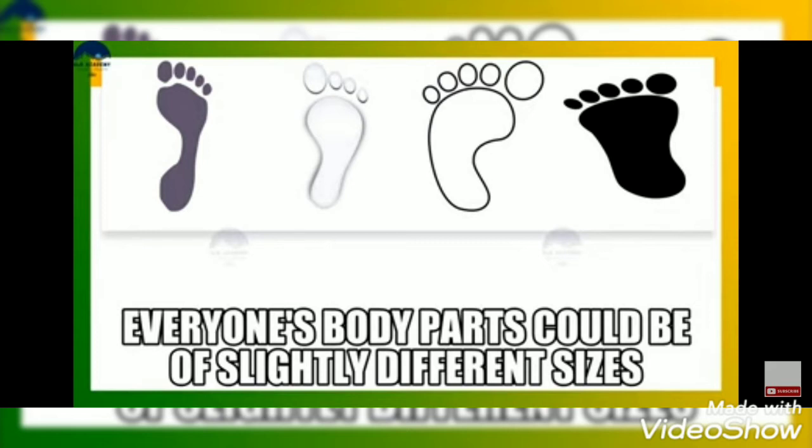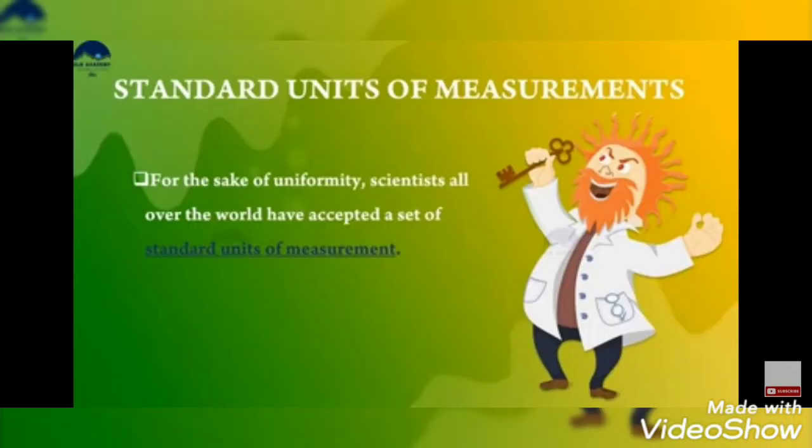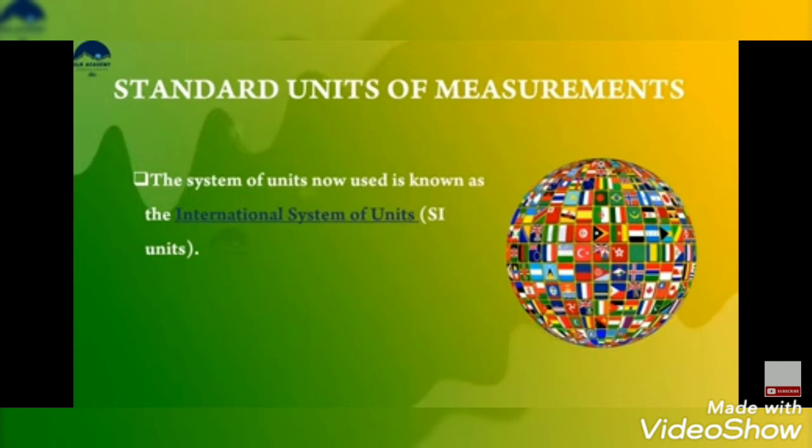So for perfect calculation to take place, standard units of measurement were discovered, so that there should be uniformity in measurement. Standard units were set all over the world. This is the main concept of measurement. The International System of Units are called SI units, standard units of measurement. This system is followed worldwide.